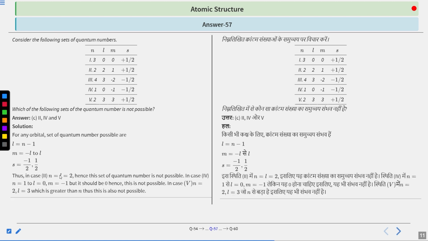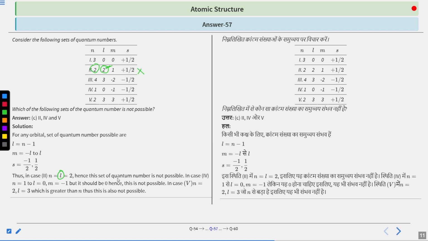So in case 2, you have to see which one is not possible. Here the n value is 2 and the l value is also 2. But l goes from 0 to n minus 1, that is, 0 and 1 are the only two values possible for the second shell. 2 is not possible. So this is wrong.